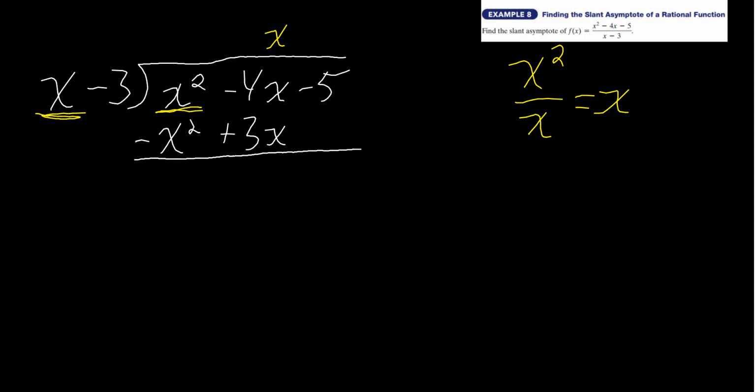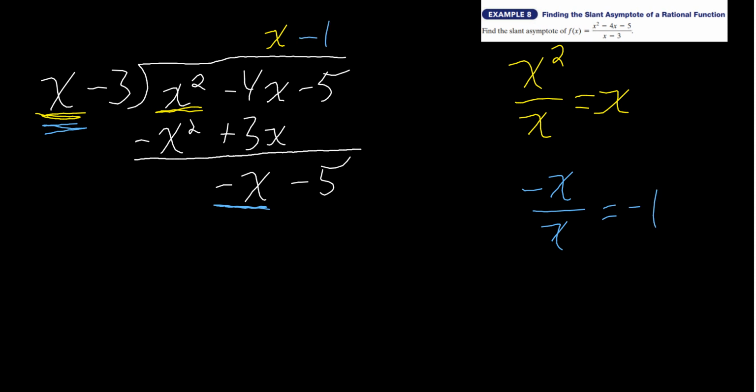Then we do the arithmetic. x squared minus x squared is 0. Negative 4x plus 3x is a negative x, and then we have a negative 5. Then we do the exact same thing again. Negative x divided by x is just negative 1. That's a constant, so you put it over the constant.